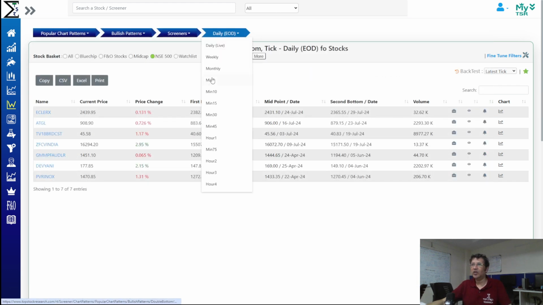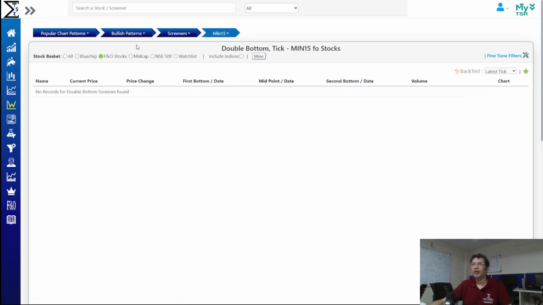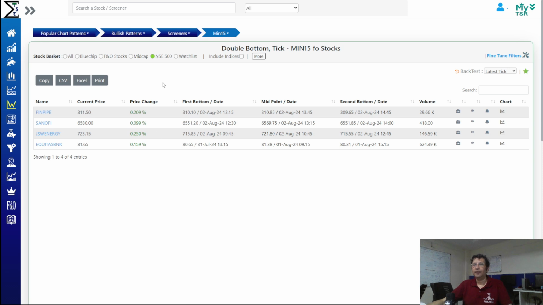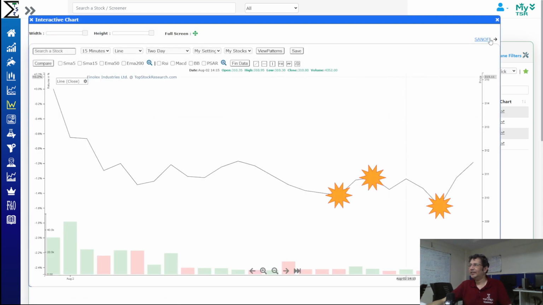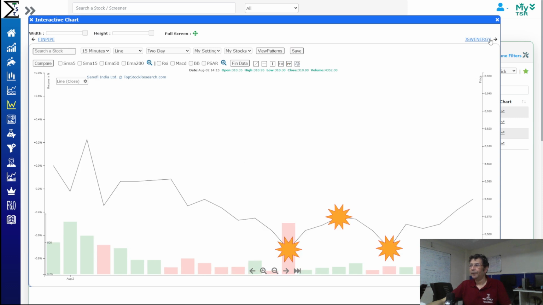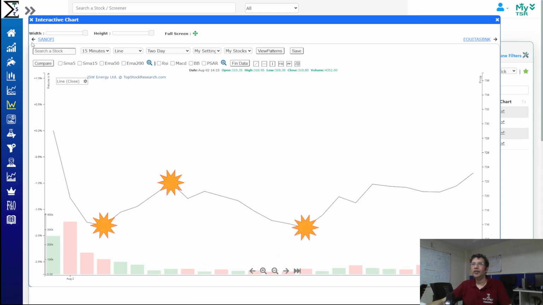As we said, you can look at any other timeframe. So let's try to look at a 15-minute timeframe. Okay, no stock. Okay, so there are about 4 stocks on the 15-minute timeframe in NSE 500. This is one. This is another one. So we need to look over here.